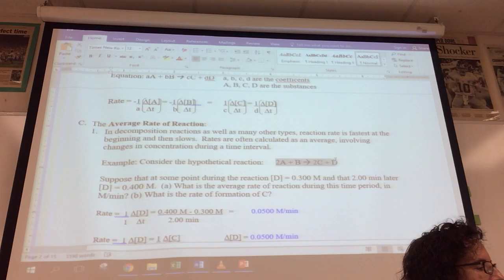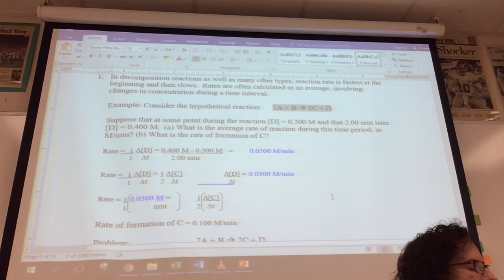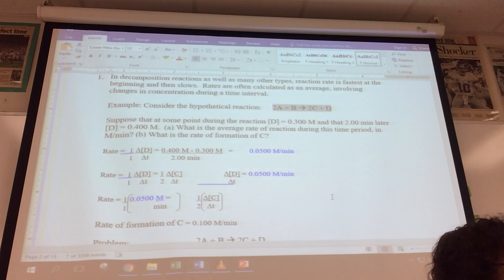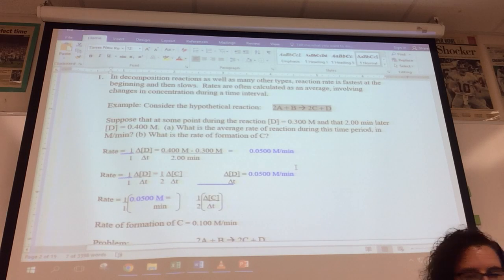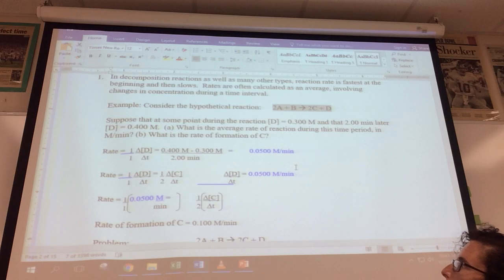So if we consider this hypothetical reaction, where A and B are reactants and C and D are products, we can very easily determine average rates of reaction as well as rates of formation. So let's take a look. This first one's all done for you. I'll either walk you through or write it all out if it's better for you, and then I've got a problem for you to try.